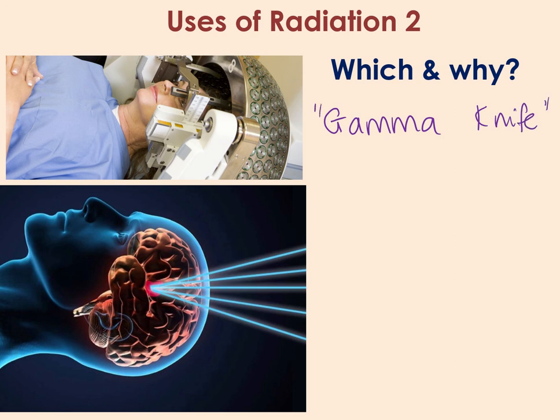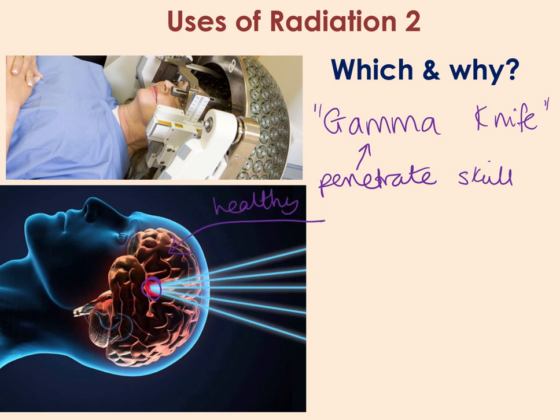Why does it have to be gamma? We need it to be gamma so it can penetrate or get through the skull, and B, because we don't want to ionise the brain tissue in an unwanted way. What we have to be careful of is we've got the tissue that we want to kill, and then we've got the surrounding healthy tissue. So we've got the healthy tissue that we don't want to damage, and then we've got the cancerous tissue that we do want to damage.